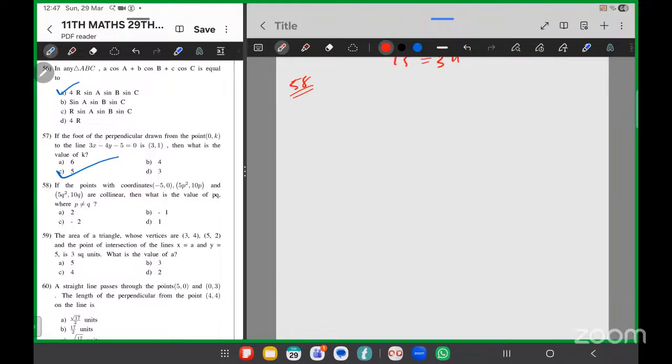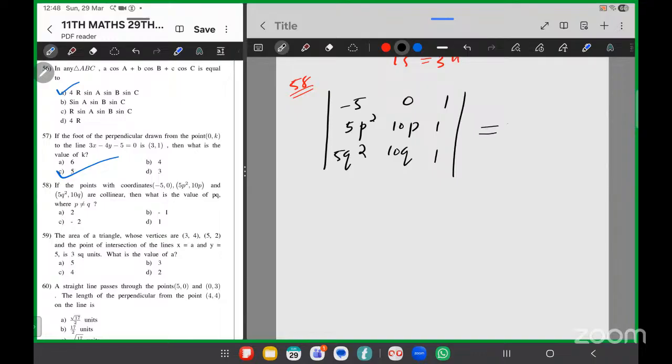If the points with the coordinates are collinear, what is the value of PQ? If the points are collinear, the determinant is 0. So you can write minus 5 P square, 5 Q square, 0, 10 P, 10 Q, 1, 1, 1. This determinant should be equal to 0.